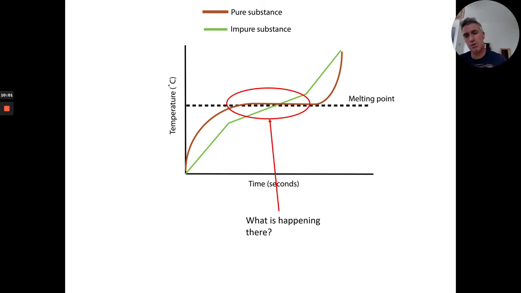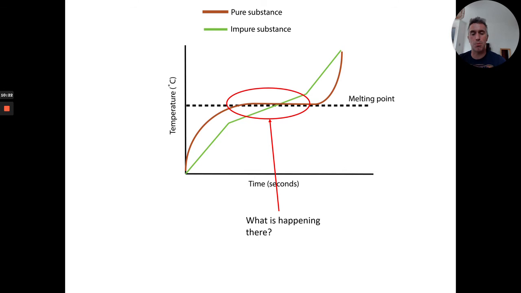In fact, the green line is constantly changing, and that's how we can tell the difference between a pure substance and an impure substance. A pure substance will not change temperature when it's changing its state. A pure substance will melt at a fixed temperature, and at that temperature it will stay until it is melted. A pure substance will boil at a fixed temperature.